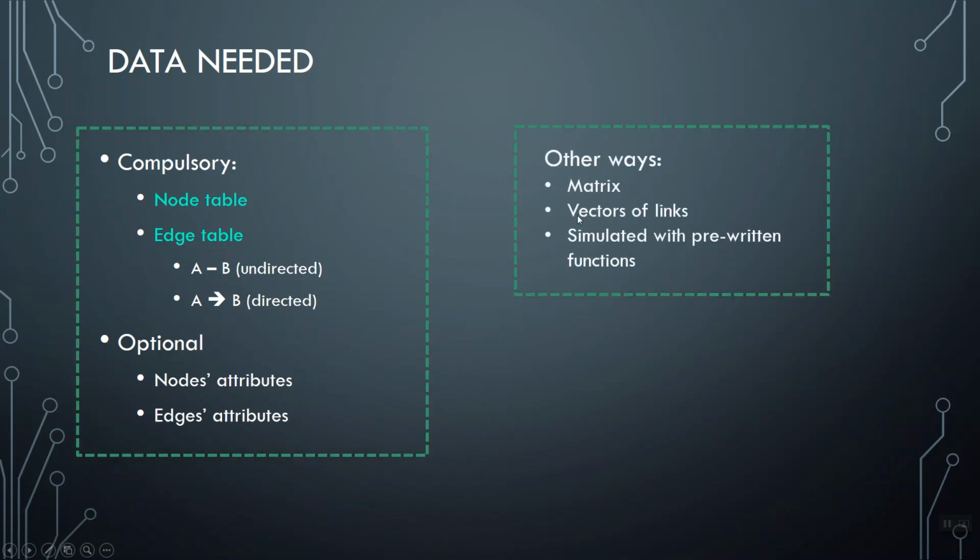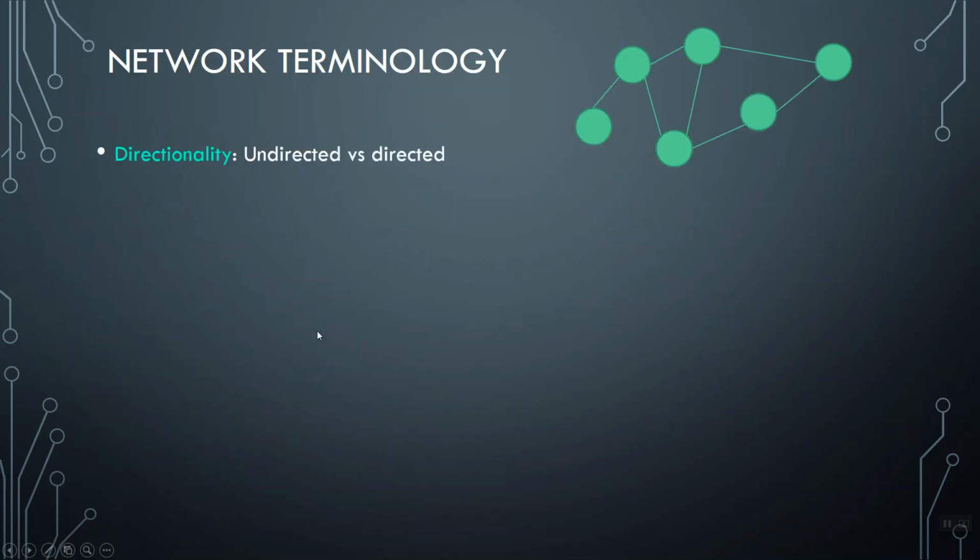There are other ways as well. You can create a network from a matrix, from vectors. They are simulated pre-written functions. But we are going to use one for a matrix, so you see how it is. But because of the nature of our work, we are always going to be working with data frames. So this is what we're going to need.